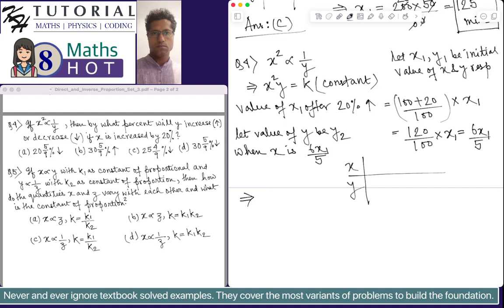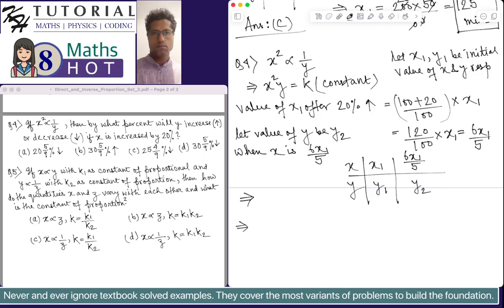So now if you consider the table, the initial values were x1 and y1. So these are the first corresponding values. The next corresponding values: x1 was increased by 20% and became 6x1 by 5, and we are assuming that the value of y when x is 6x1 by 5 is y2.